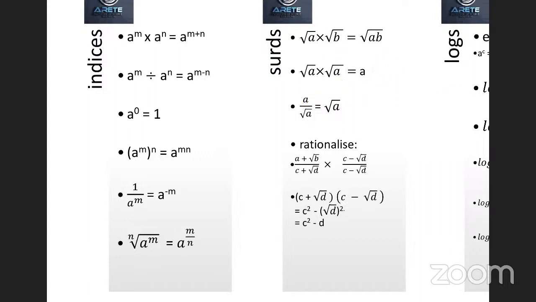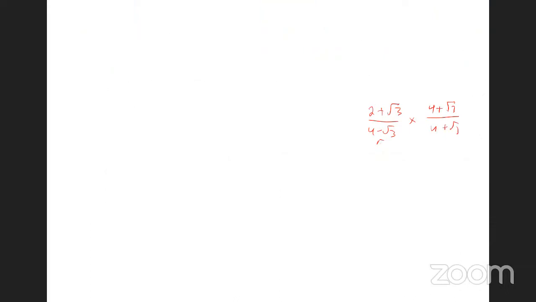If you have to rationalize, you have to simplify that, turn it into a rational fraction. What you do, you multiply by the conjugate of the denominator, right? So you change the plus sign into a minus sign. So for example, if I gave you 2 plus root 3 over 4 minus root 3, to simplify that, you multiply by the conjugate of the denominator. So here's minus, so you convert it to plus. 4 plus root 3 over 4 plus root 3. And you multiply it out. Right? I'll do this as an example, just to help you remember.